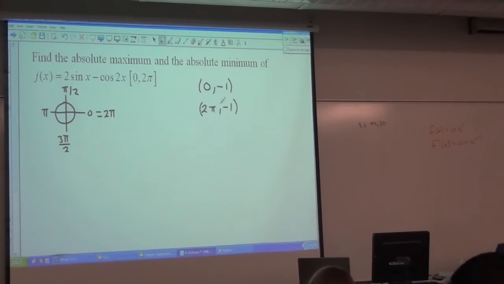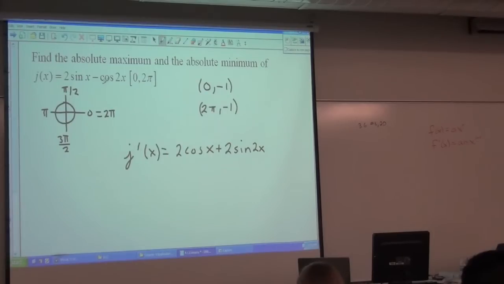Those could be maximums or minimums, but they may not be. Then what we've got to do is take the first derivative and figure out where that is 0 or undefined. So the derivative of 2 sine is 2 cosine. What's the derivative of cosine of 2x? It's negative sine of 2x times 2. Two negatives make a positive, so we get positive 2 sine of 2x.